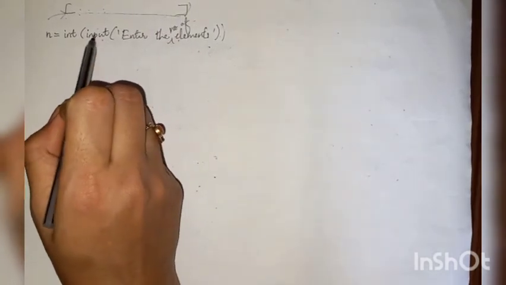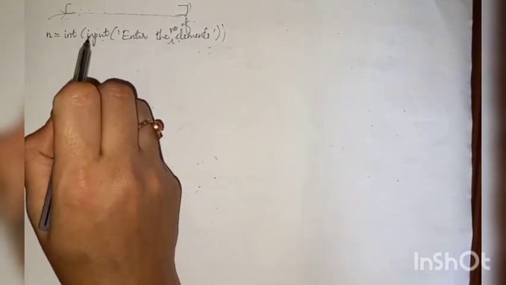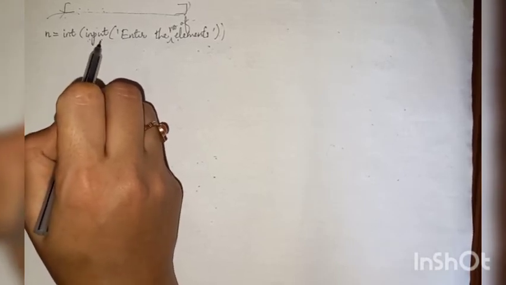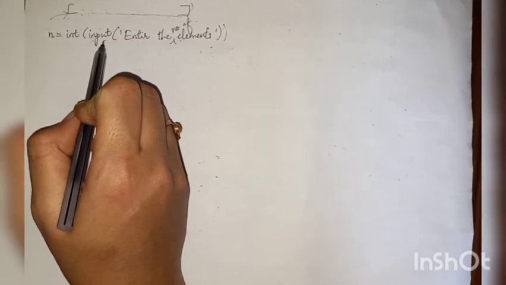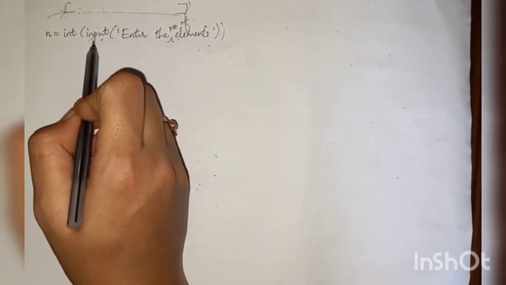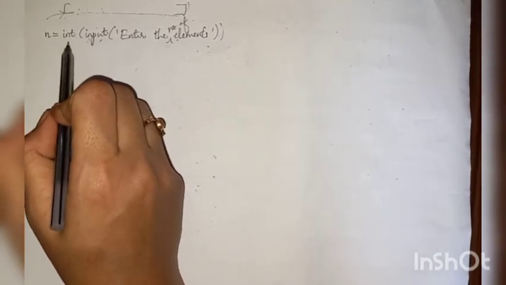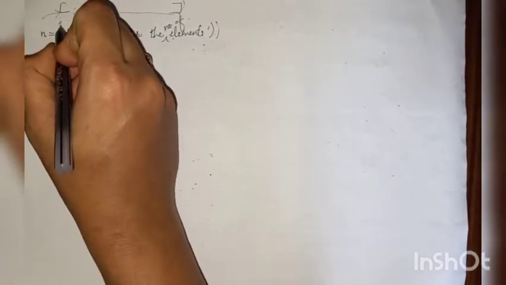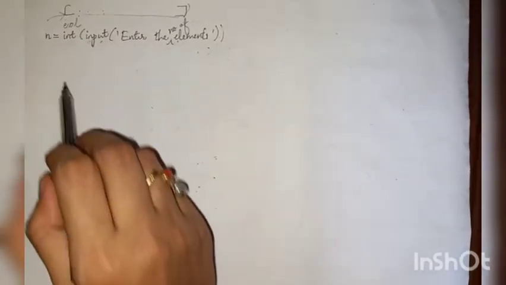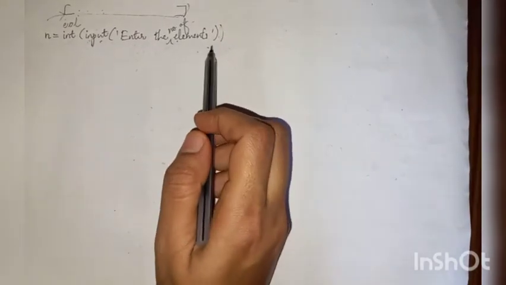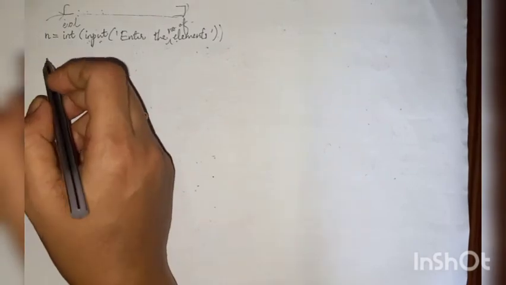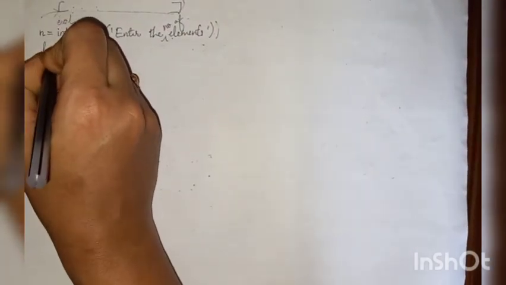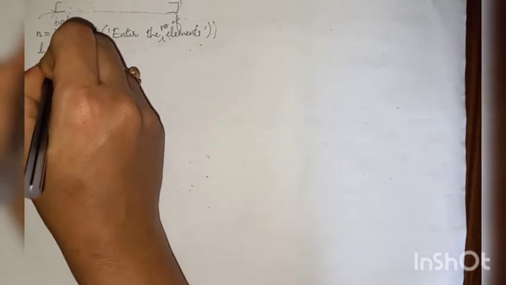and that input value will be taken by the input function in the form of a string. So this string value is to be converted into an integer value. For that we are using int, or we can use, instead of this, eval input, enter the number of elements. Then after getting the number of elements, we need a list, an empty list.